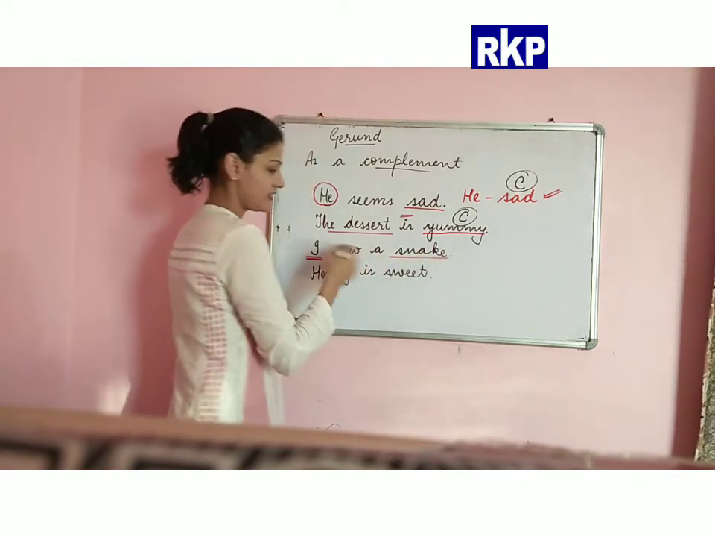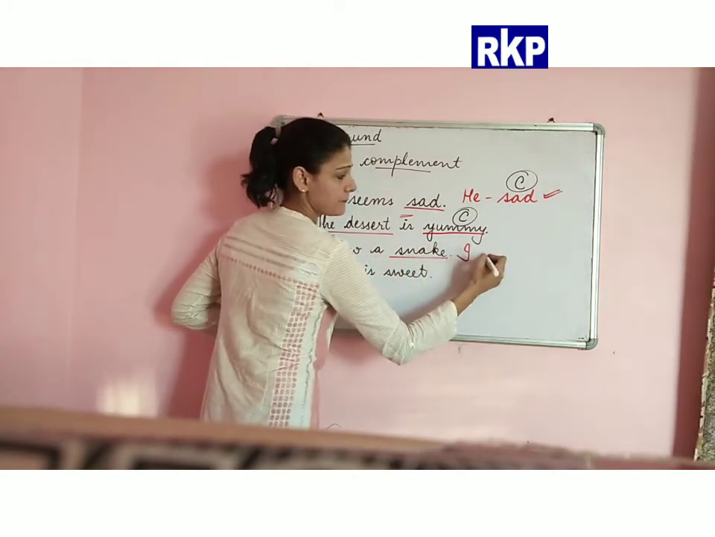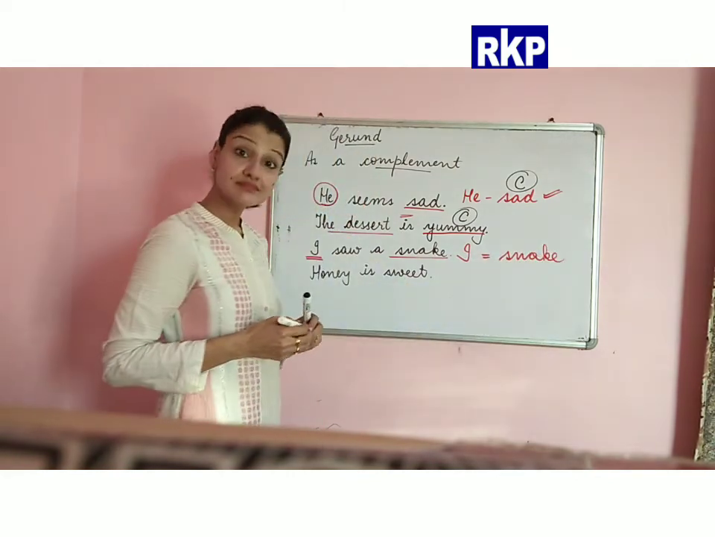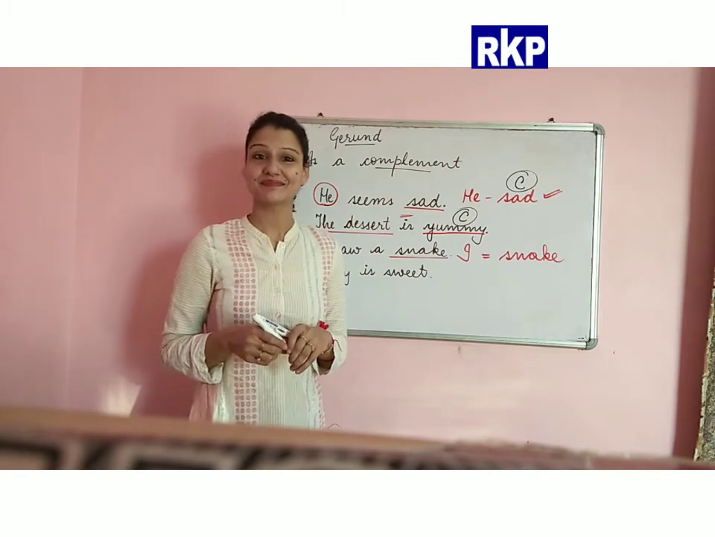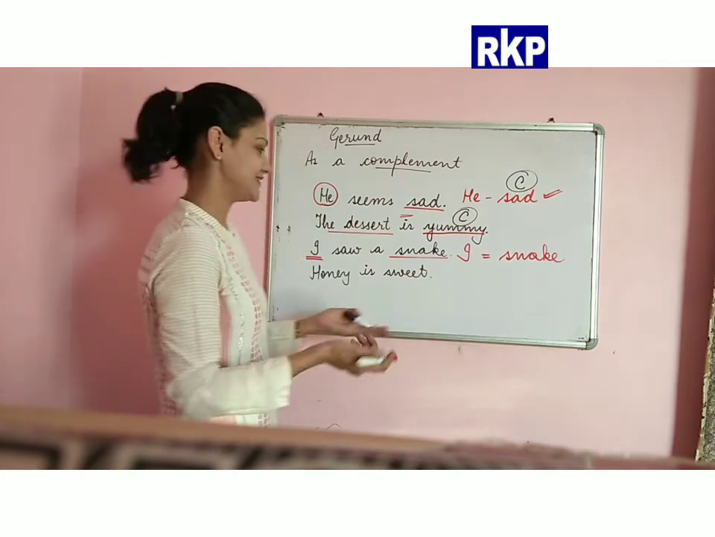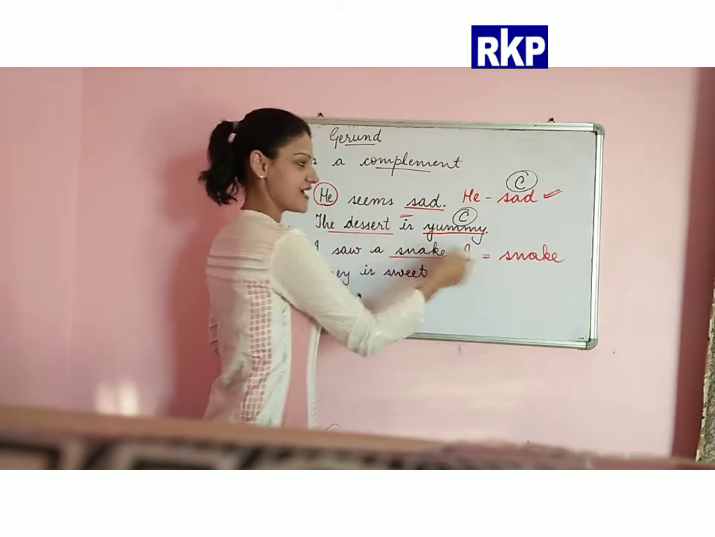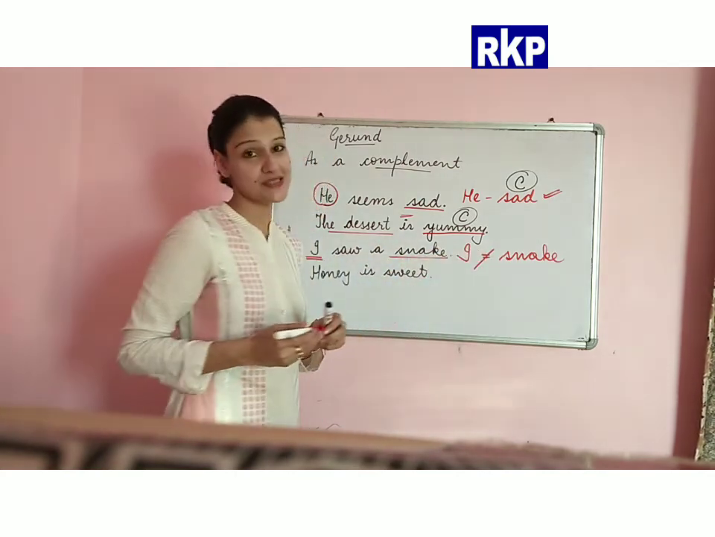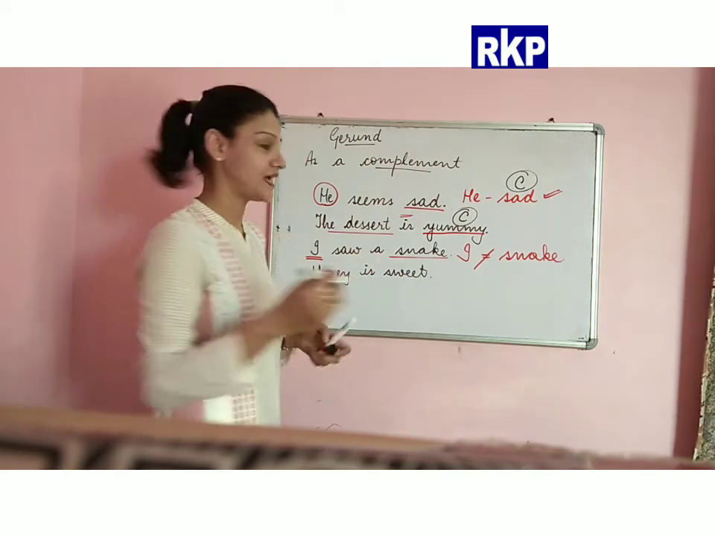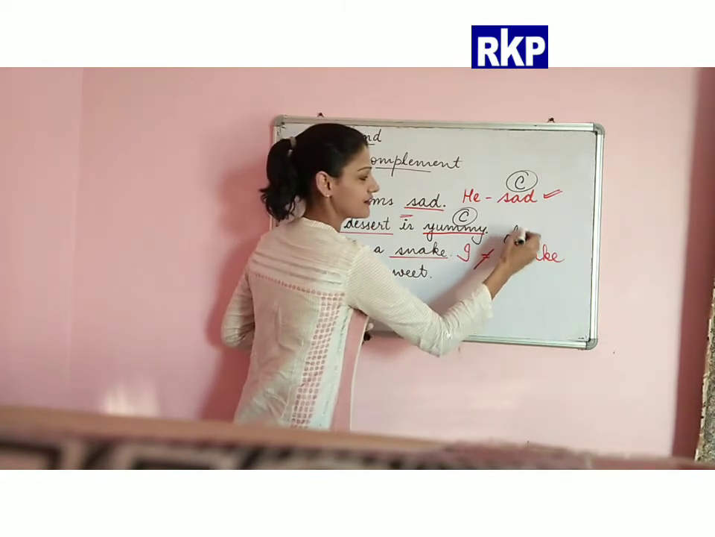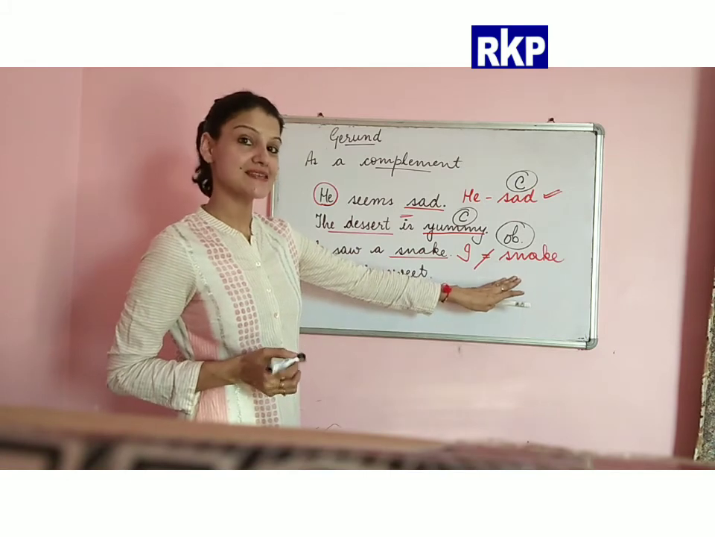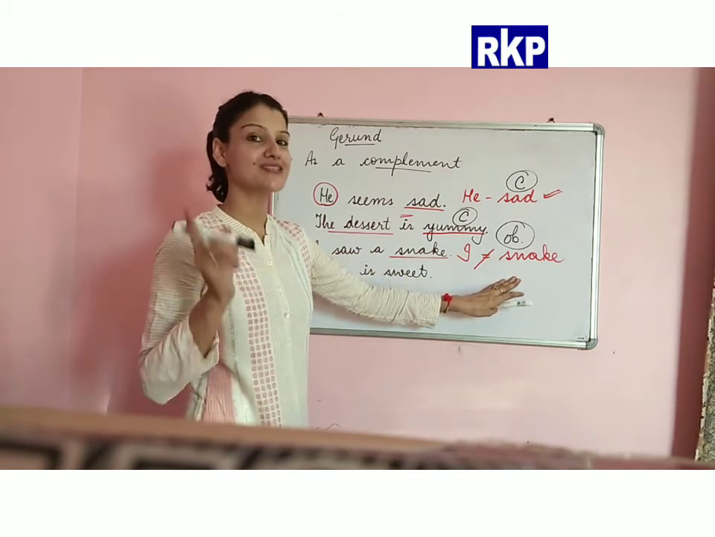I equal to snake. Does it make any sense? No, it doesn't. I am not a snake. Not at all. So that means I is not equal to snake. That means it is an object. Snake is the object and not the subject complement.